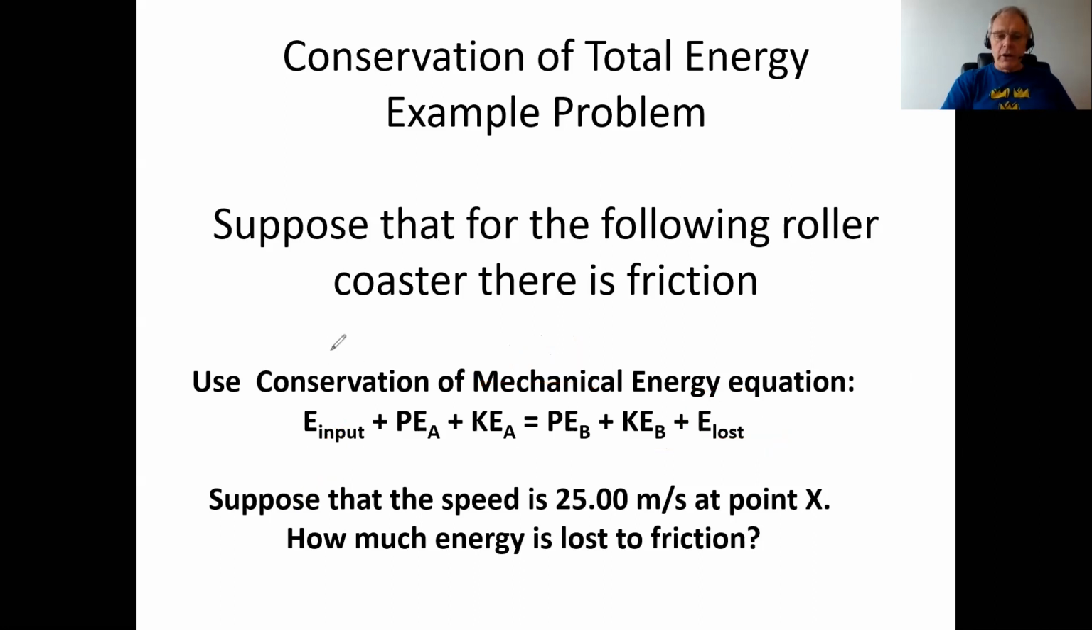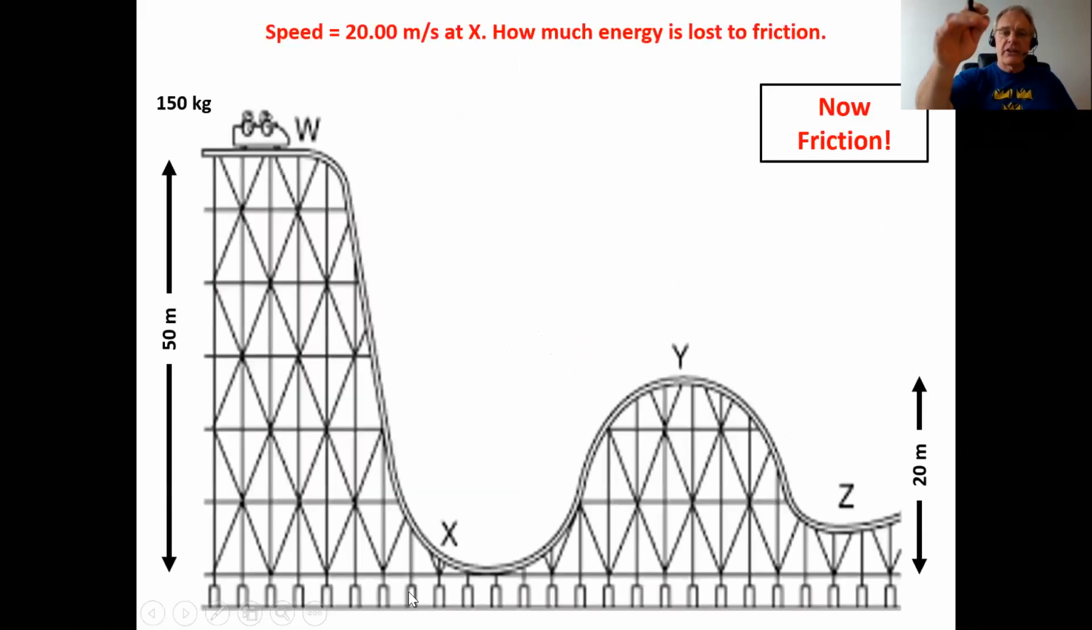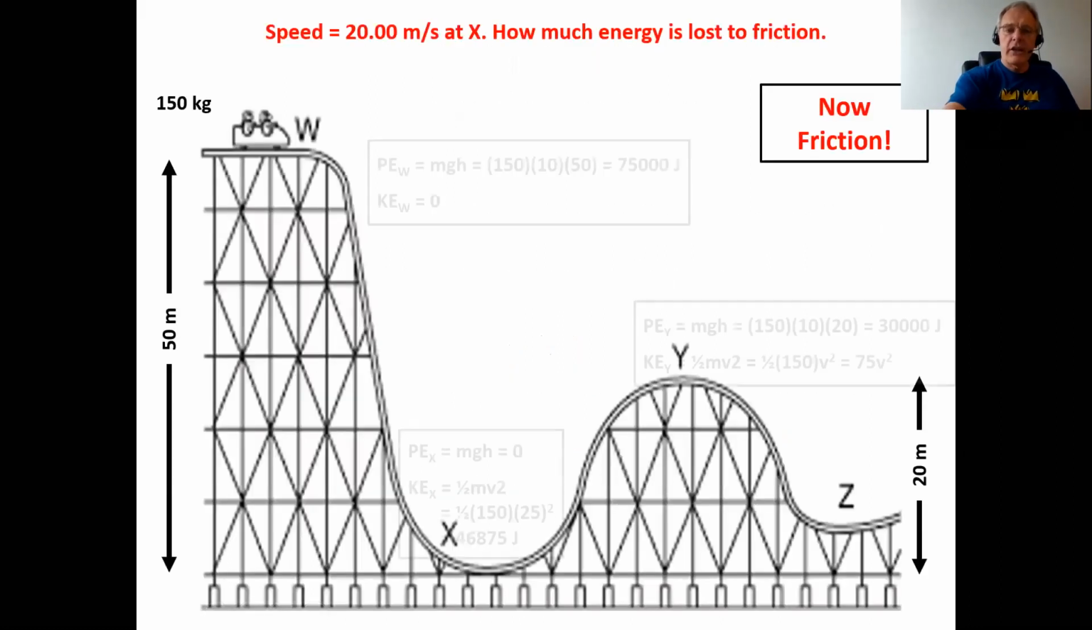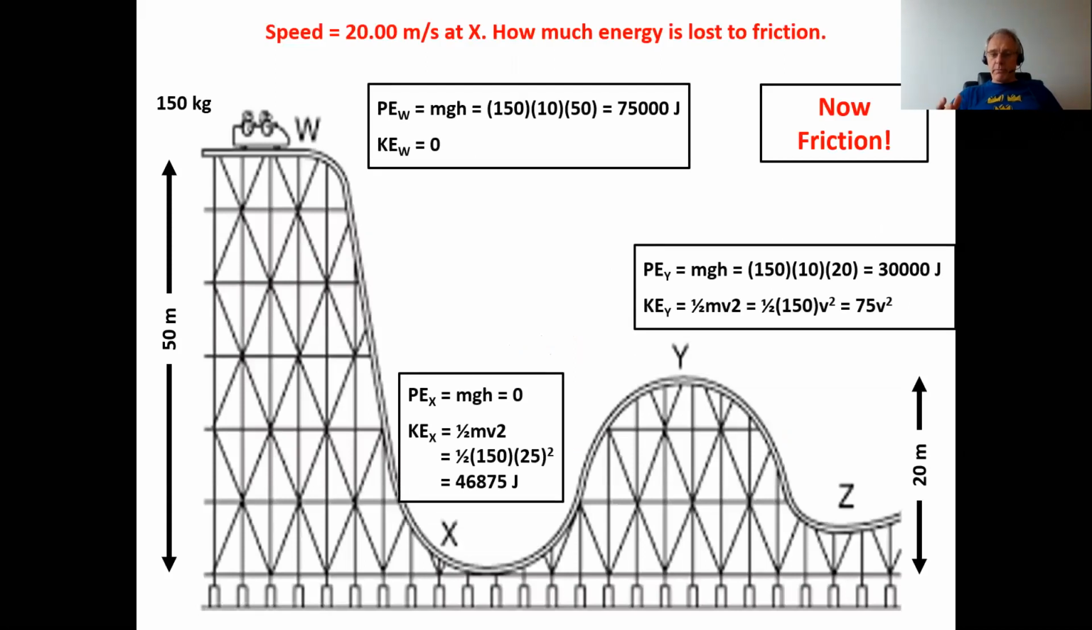So how do we go about solving this problem? Exactly the same way. Again, we write down the information at the three boxes. Nothing's changed at W. It's still not moving, and it's still the same height. At X, the potential energy is 0 because it's at the ground. But now we know the speed is 25. So we know the kinetic energy at the bottom is 46,875 joules.